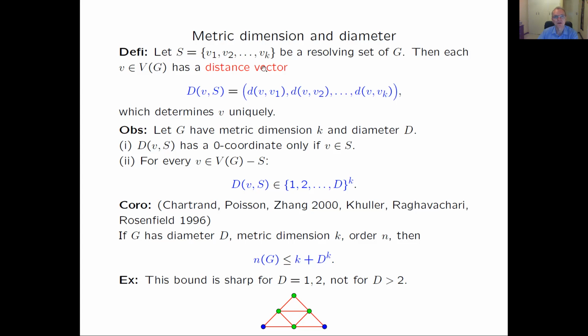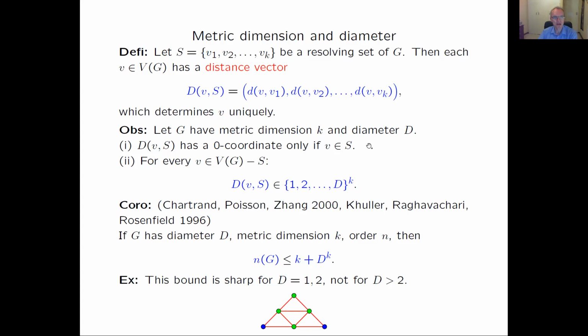just the k-tuple in which I write the distances to V1, to V2, to V3, up to Vk. So a k-tuple of numbers, and this k-tuple determines my vertex uniquely. So that means no two vertices in my graph have the same distance vector, the same k-tuple. And this idea of the distance vector helps me to immediately find an upper bound on the number of vertices I can have in a graph if I know its metric dimension and its diameter. Let's quickly count that, how many vertices we can have at most, or let's rather get a bound.